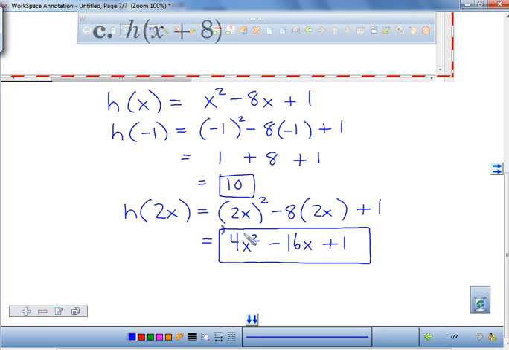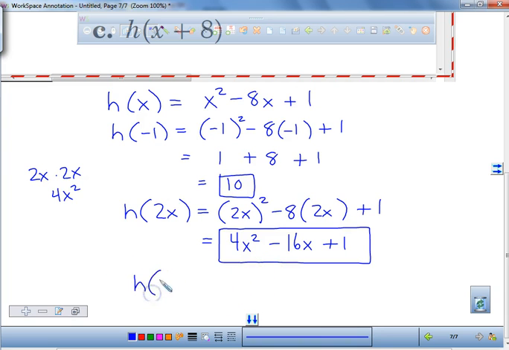Now, students, by the way, in my other period, they forgot to square the 2. They got the x squared, but they forgot the 2. Okay? So remember, you have to multiply. 2x squared means 2x times 2x, which gives you 4x squared. All right, last one. Here we go.